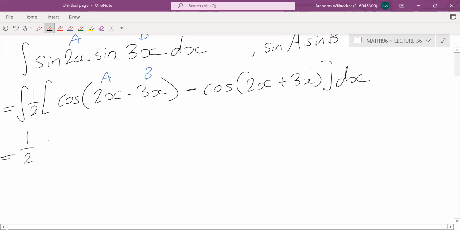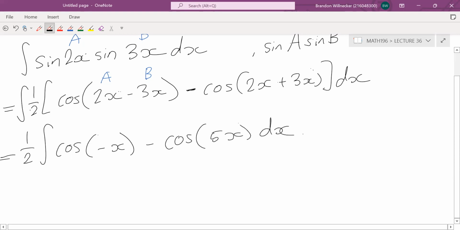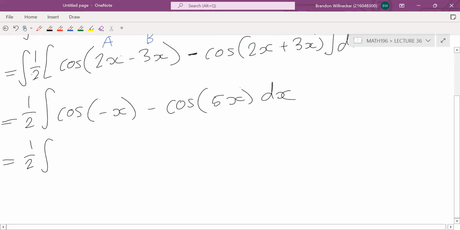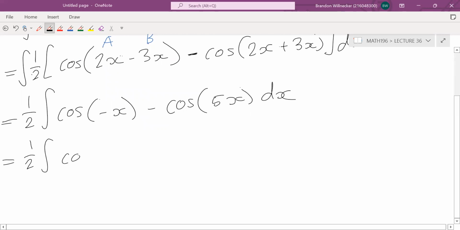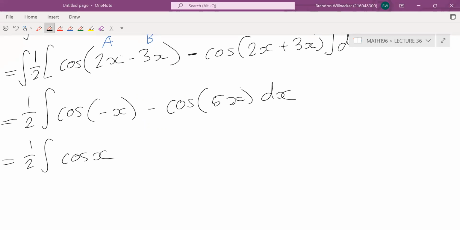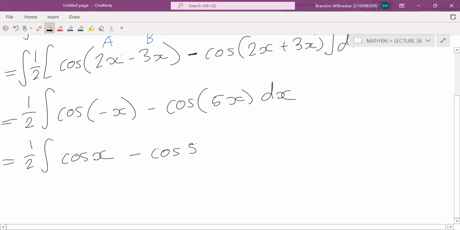So we're going to have 1/2 the integral of cos of 2x minus 3x, that's going to be minus x, minus cos of 2x plus 3x, that's going to be 5x, dx. Yes, that's 1/2 the integral. Cos of minus x is just cos of x, so we can write this as cos of x. And cos of 5x, we can't simplify that anymore. So that's just cos 5x dx.